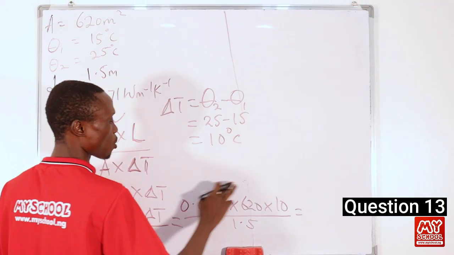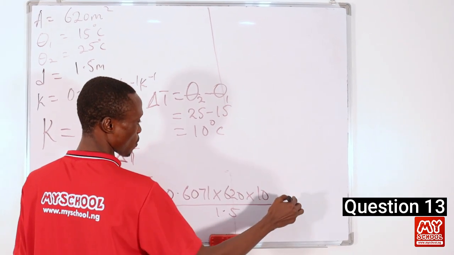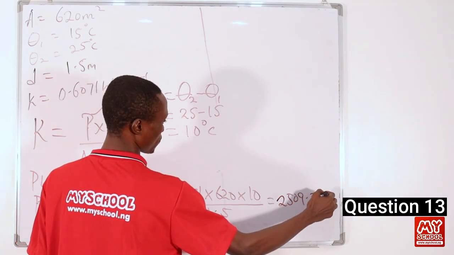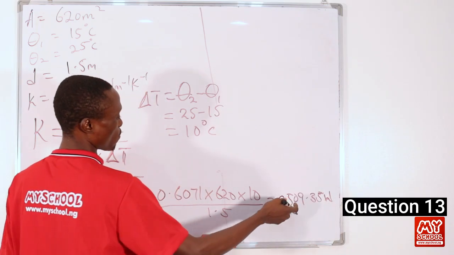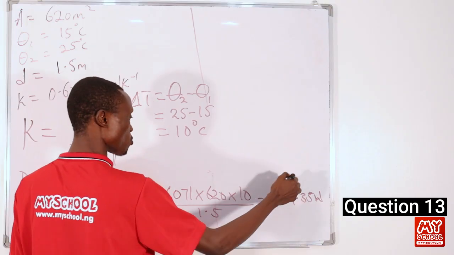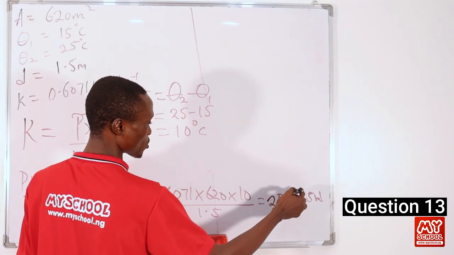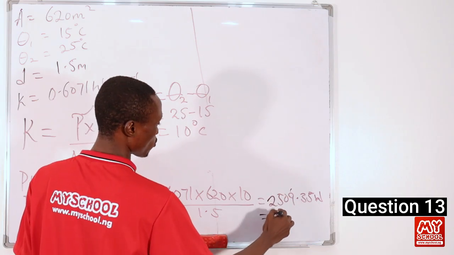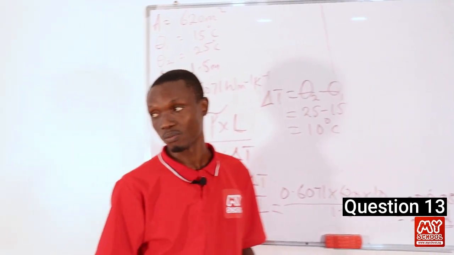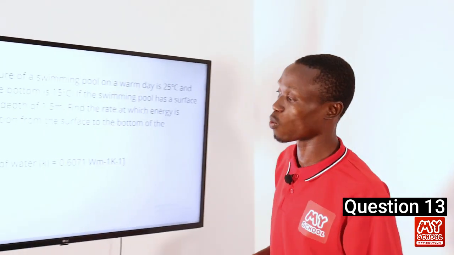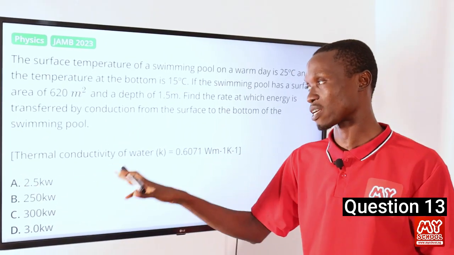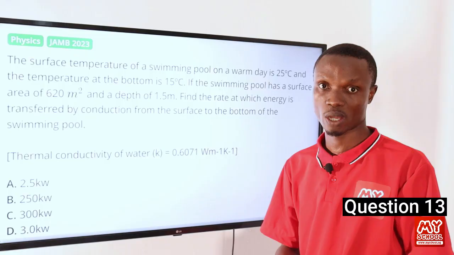If we multiply the numerator and divide by the denominator, our answer will be equal to 2509.355 watts. We have to convert this to kilowatts by dividing by 1000. If we divide by 1000, we just move the decimal point 3 places to the left, that is 1, 2, 3. That leaves us with 2.5 kilowatts. Let's move over to the screen to pick the correct option. From our calculation, we got 2.5 kilowatts, and 2.5 kilowatts is option A. So the correct answer to this question is option A, 2.5 kilowatts.